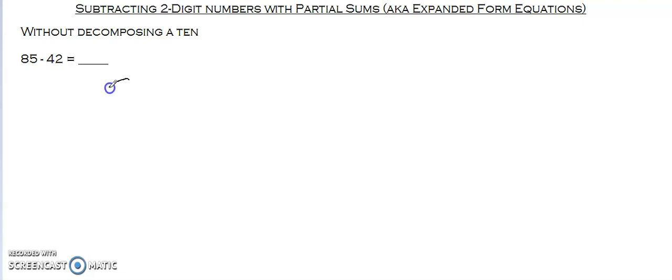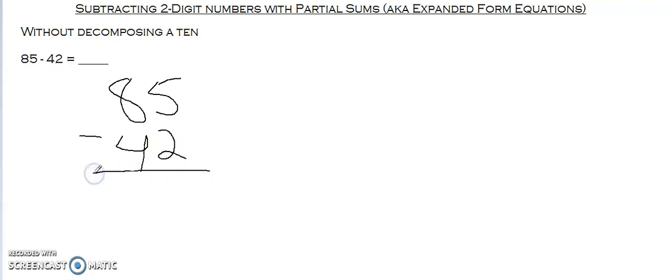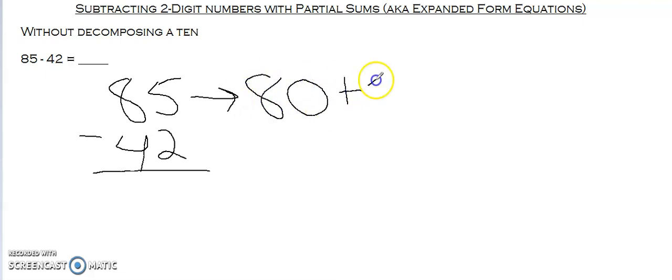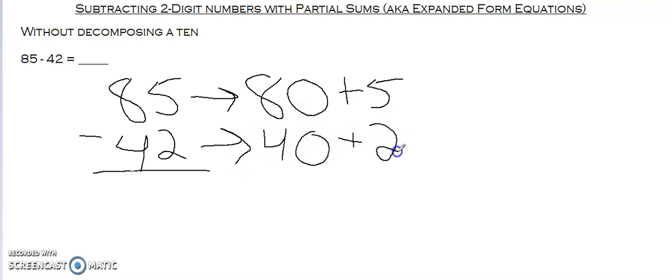So we take 85 minus 42 and we write it in the vertical equation. And then off to the side, we take our numbers and we put them in expanded form. So 85 turns into 80 plus 5. 42, the expanded form is 40 plus 2.